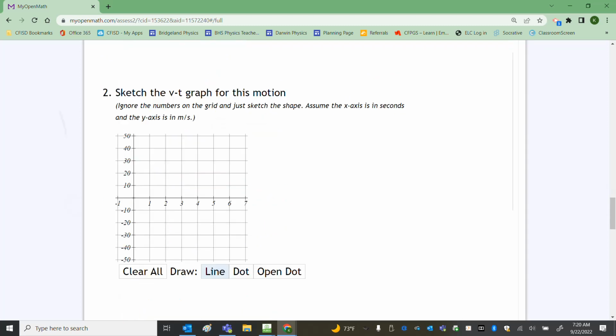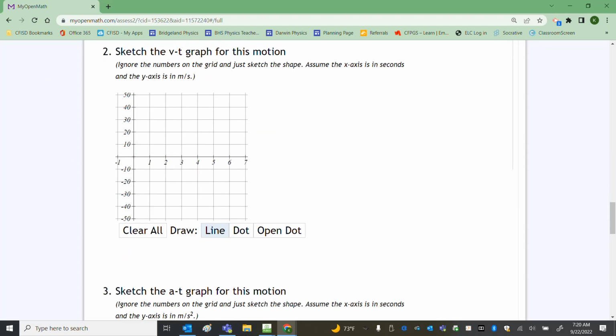Okay, number 2 says to sketch the vt graph for this motion. Again, all forward motion is up here, all of it. So if you're moving forward, it's going to be up there. Okay, and if I want it to get faster, then I need it to get farther away from 0. Okay, farther away from the x-axis.